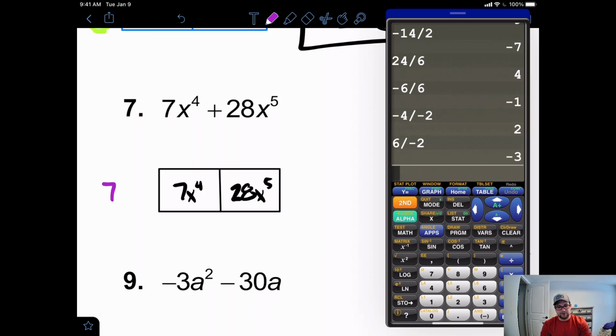Now, as we look further at this, we notice they both have x's. So we can take out x's for sure. Now remember, you can only take out as many x's as the fewest one had. So this one had 4 and this one had 5. Since 4 is smaller than 5, we can only take out 4 x's.